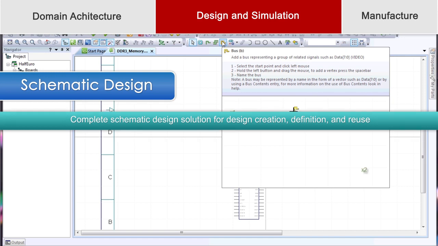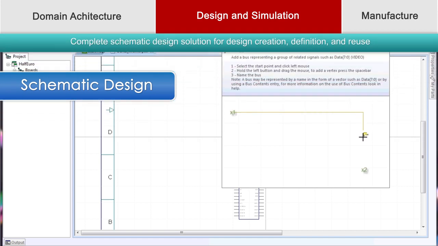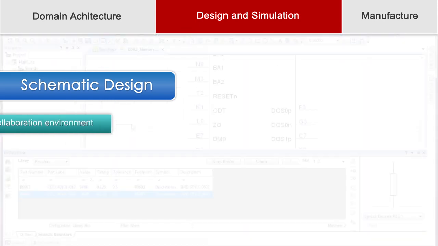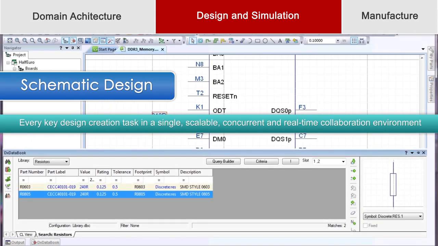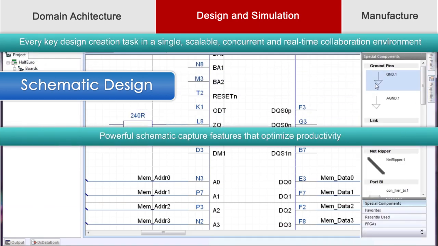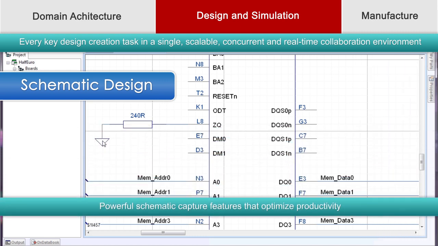Within a concurrent team-based design environment, Xpedition delivers a complete schematic design solution for design creation, definition, and reuse. Xpedition's schematic design solution provides everything needed for circuit design and simulation, component selection, library management, and signal integrity planning.